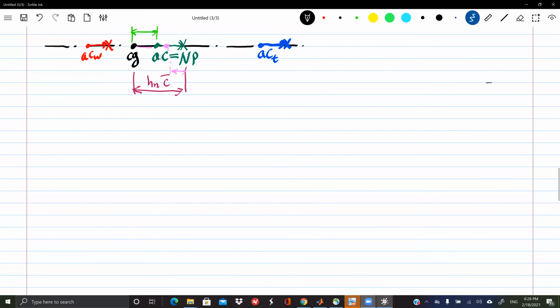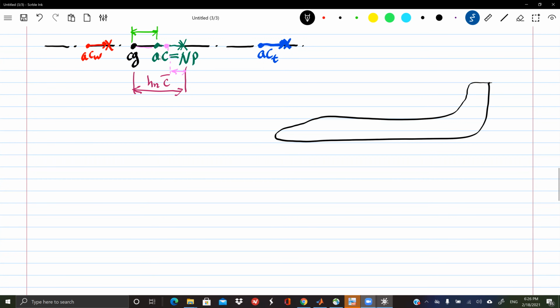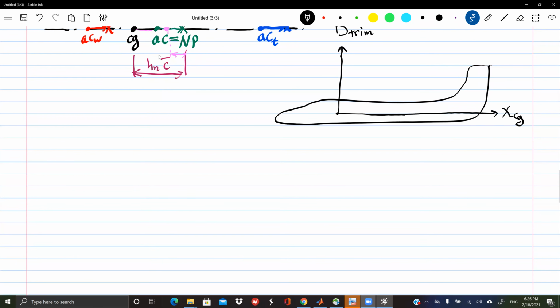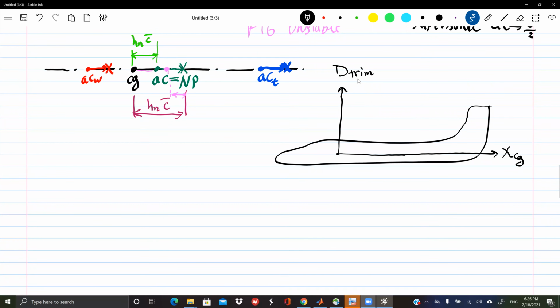So if this is my airplane, and remember the x-axis starts somewhere here, I'm going to sketch a diagram. So this is the XCG versus the drag at balance. It actually turns out that it changes with the CG. Why? Because balance requires that you deploy the elevators to achieve balance, of course. And this depends on the CG location, how far your elevator is from the CG.